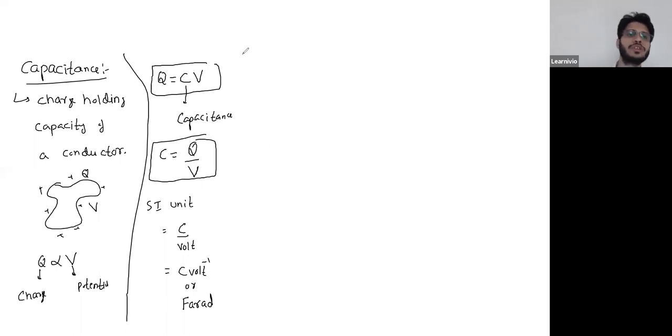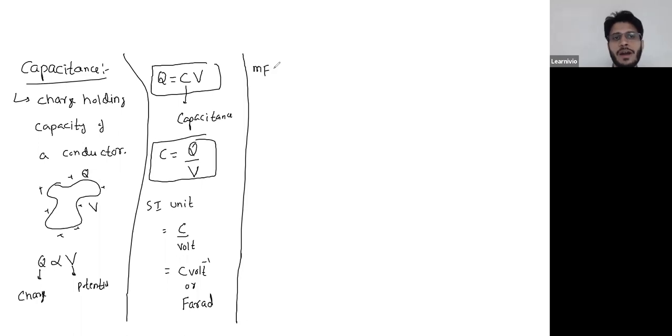Coulomb per volt, which is Farad. But Farad is a very big unit. A capacitance of 1 Farad is a very, very large unit. Usually in calculation, you use a comparatively smaller unit like millifarad. 1 millifarad means 10 raised to the power minus 3 Farad.